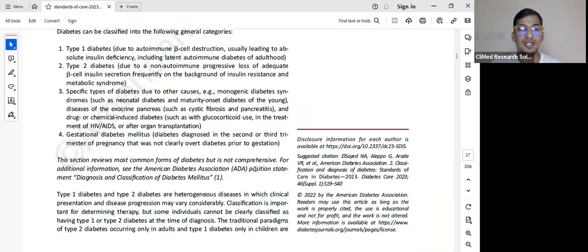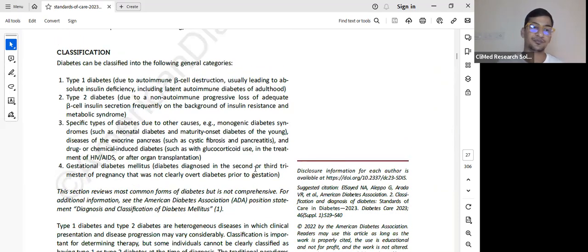Now the second thing, classification and diagnosis of diabetes, and we were just discussing that yesterday. This is the important thing to understand and learn here. Diabetes can be classified into general categories like type 1 diabetes, which is due to autoimmune beta cell destruction, and that is also called insulin dependent. Usually leading to absolute insulin deficiency, as I told, because of the beta cell destruction. In adulthood, that is also known as LADA, latent autoimmune diabetes of adulthood.